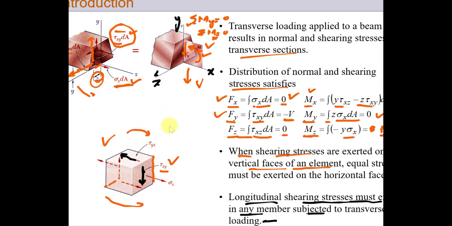Also, it is given in the book, you can see this is tau of xy, and it will be the same as tau of yx. It is also derived in the book that tau of xy is equal to tau of yx. Similarly, tau of xz will be equal to tau of zx. So if tau of xy is equal to 0, for example, you can consider that the longitudinal stress on this horizontal face is also 0. If the horizontal is 0, the vertical is 0, so it will also be 0.